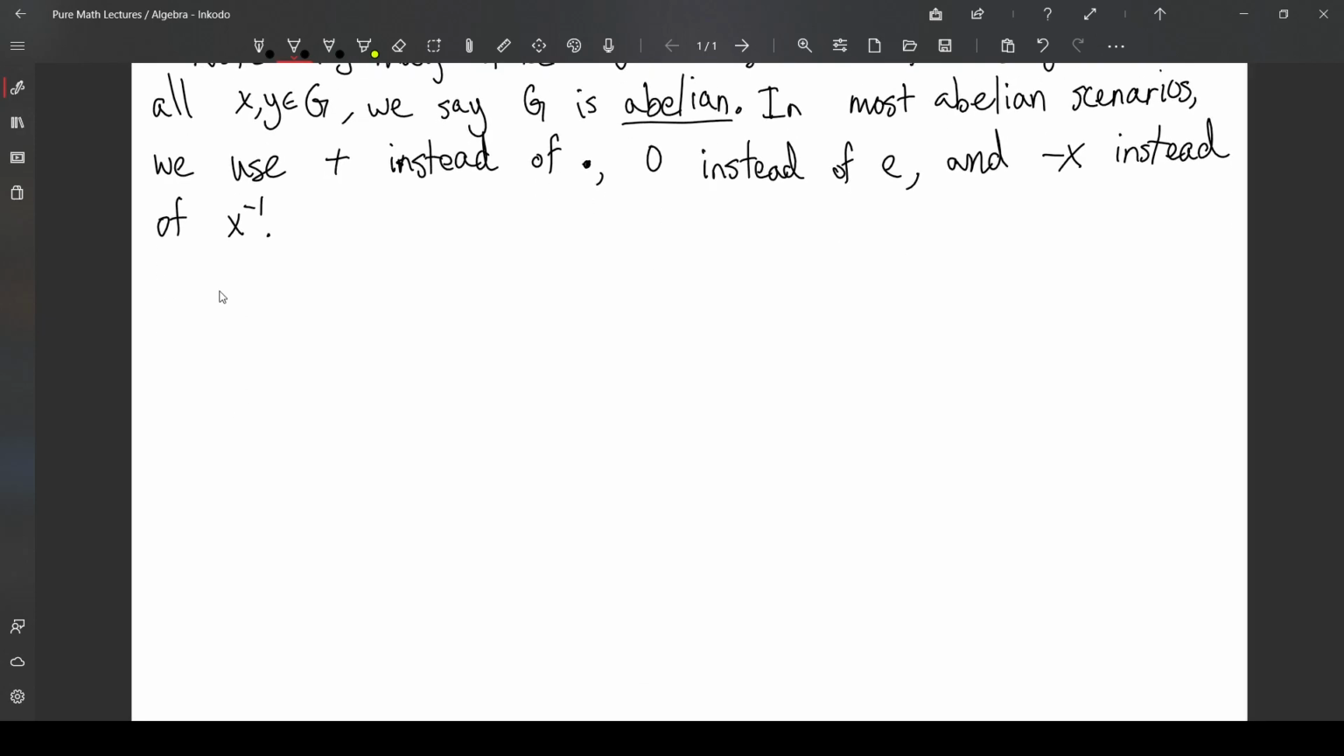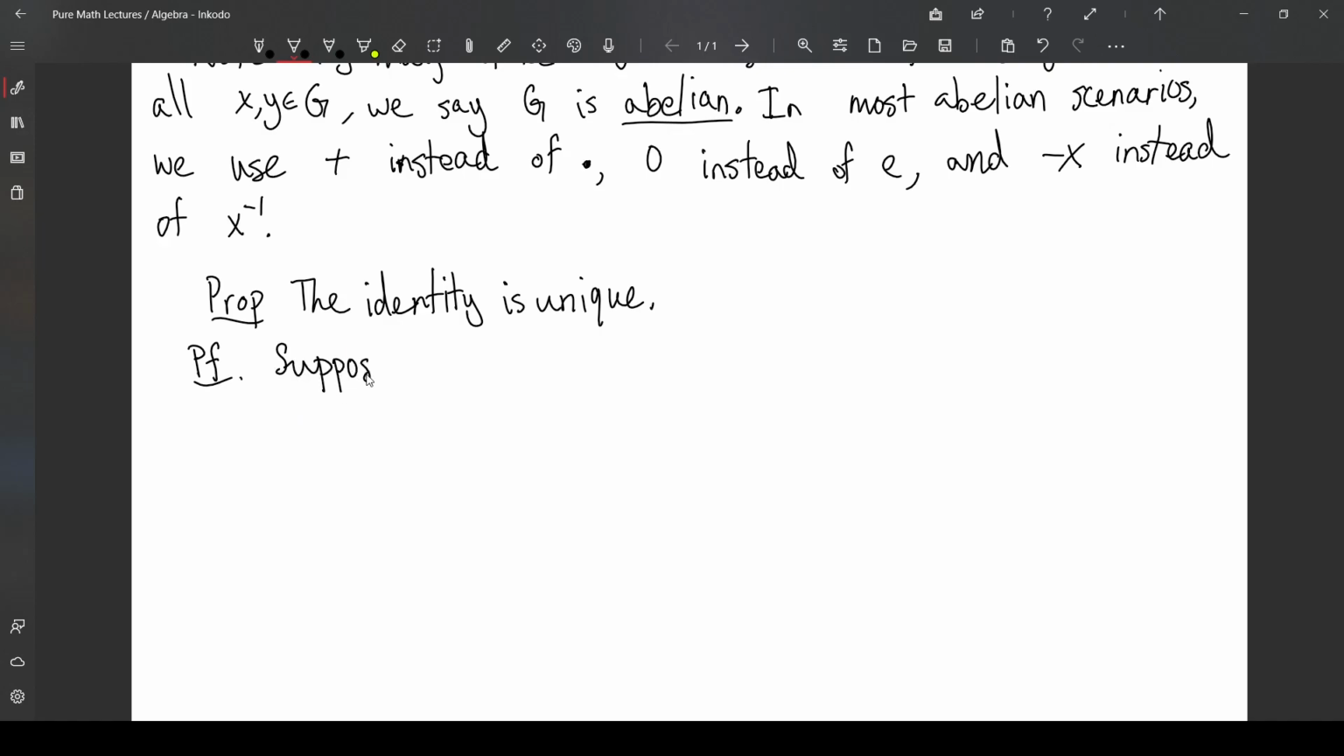So now what we're going to do is prove some fairly basic things about groups, just with our definition. The first thing is that the identity is unique. In other words, there is only one identity element. And the proof of this is very simple. It's just one line.